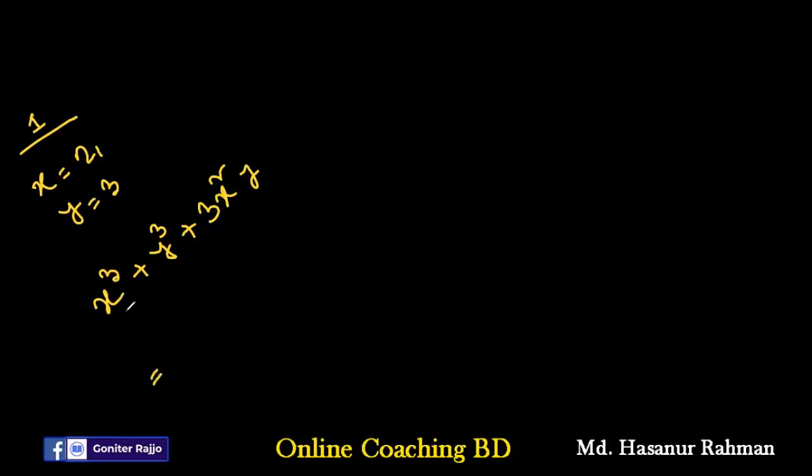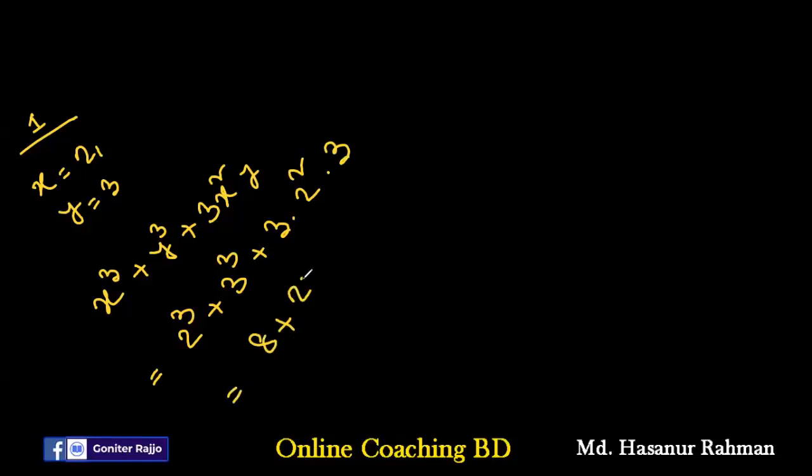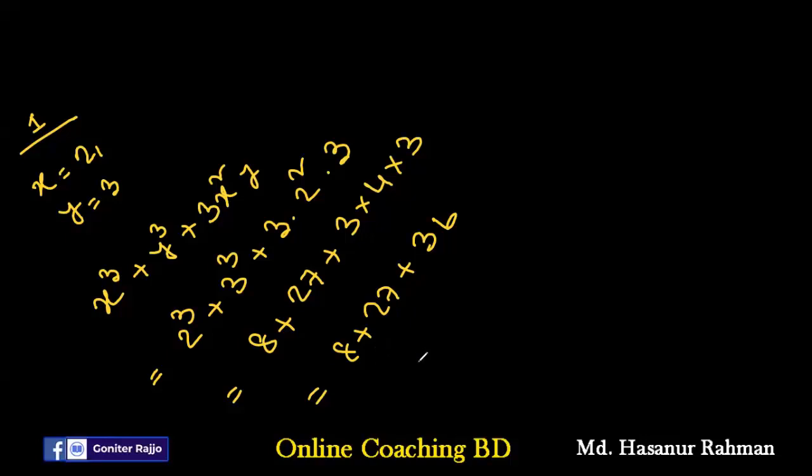Actually, we have to put the value of x and y in this algebraic expression. So 2 cube plus the value of y is 3, so 3 cube plus 3 into, the value of x is 2, so 2 square into y is 3, so 3. Now 2 cube that is 8, 3 cube that is 27 plus 3 into 2 square. 2 square means 2 multiplied by 2, that is 4 into 3. Now 8 plus 27 plus 3 into 4 is 12, 12 into 3 is 36. Now if we add 8, 27 and 36, we get 71. And that is the solution of number 1.